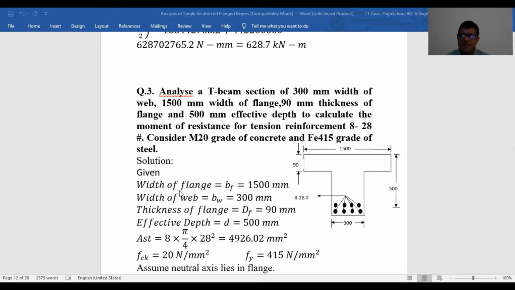Next problem, see, in next two problems, xu is greater than xu maximum. So in that case, you have to find the limiting moment, depending on Df by d. So let us see the next problem.